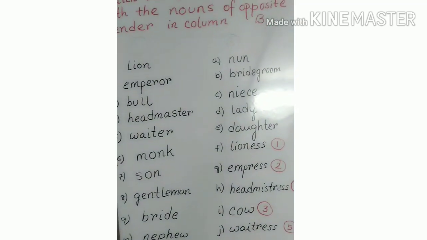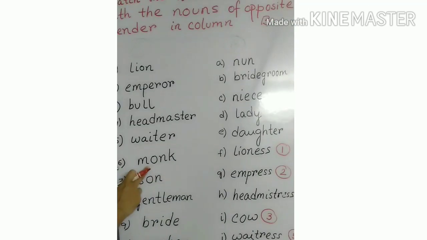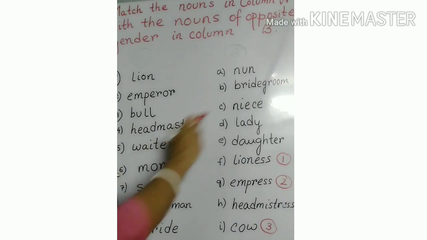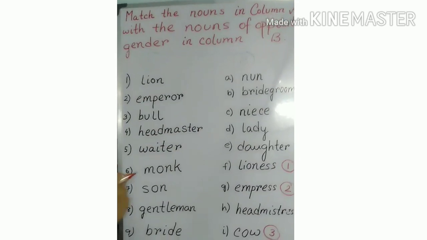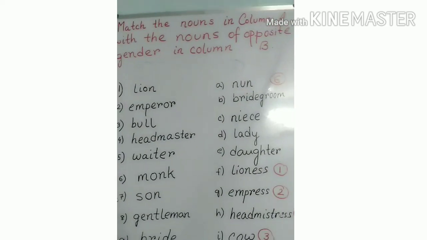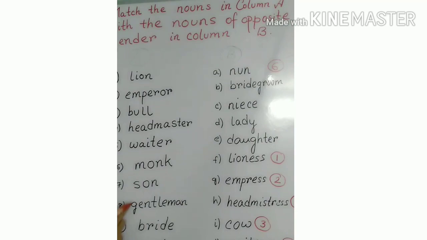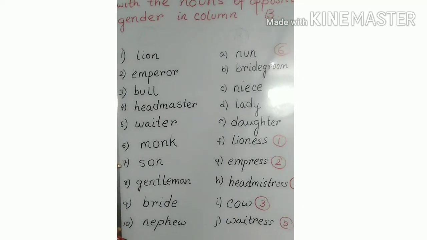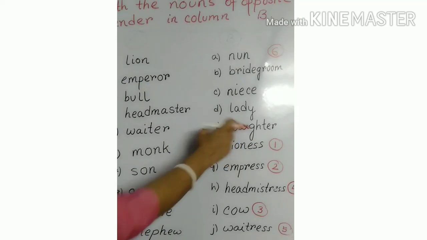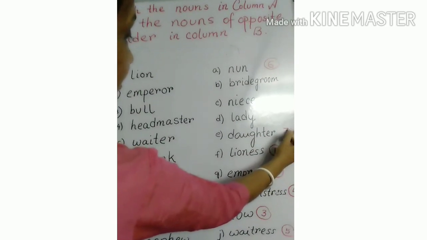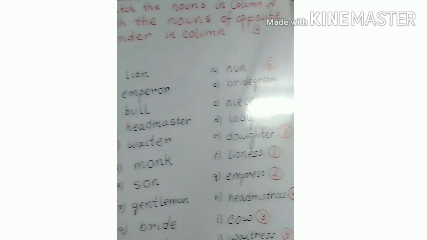Number 6 is monk. The opposite gender of monk is nun. Where it is? It's here. So this is number 6. So I am going to put number 6 here. Come to number 7. This is very easy. S-O-N, son, and the opposite gender of son is daughter. Here is that word daughter. Son, daughter. So 7 we will write here.